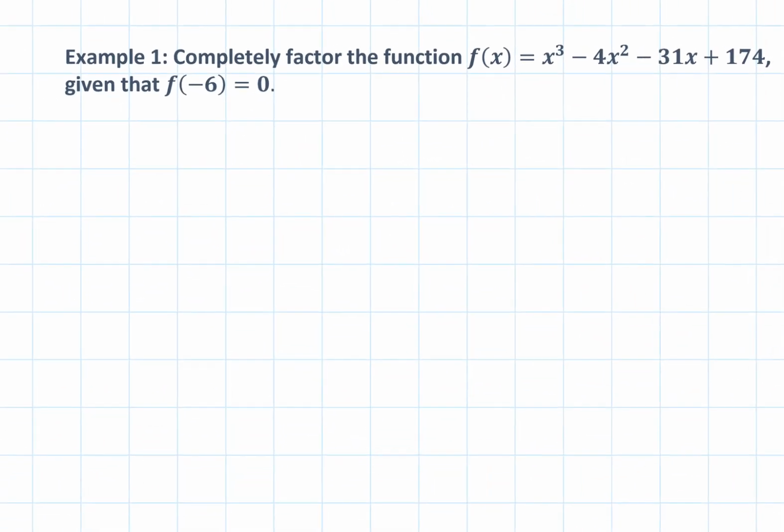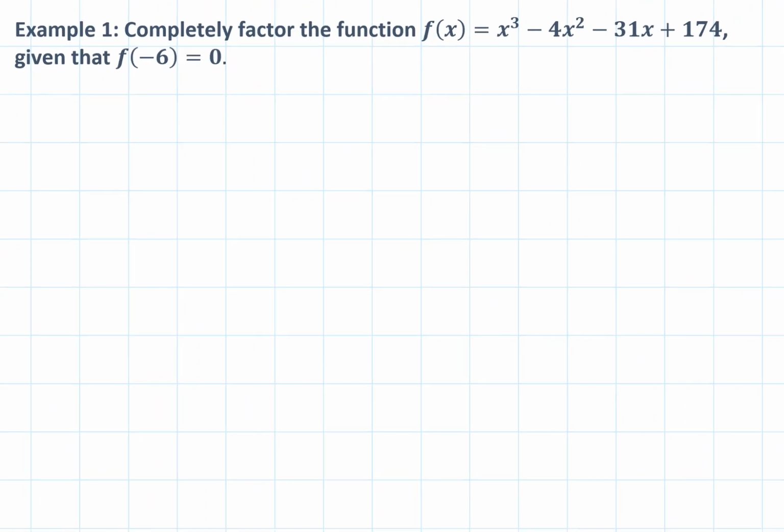Take a look at our first example. Completely factor this function. I see that it's cubic, so I expect when I am completely factored, there should be 3 roots and 3 factors. Given that f of -6 is 0, here's a hint. It's saying if you put the x value -6 into the function, you get out the y value 0. So -6 has to be one of our roots.